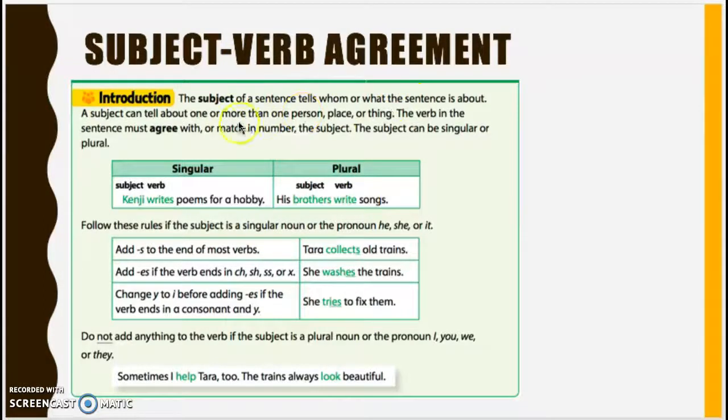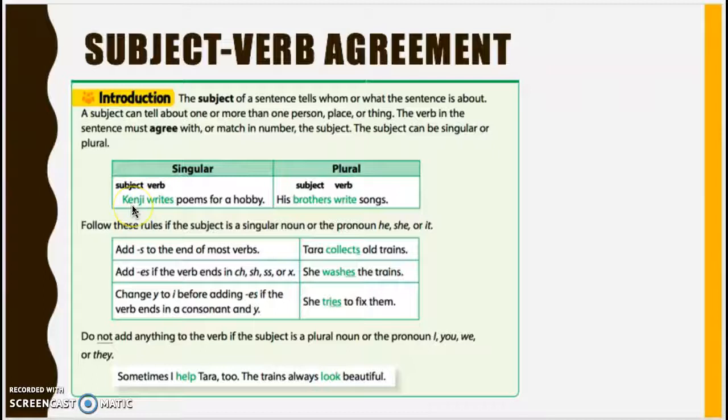Now, the verb in the sentence must agree or match the number of the subject. So the subject can be singular or it can be plural, but what's most important is that your verb matches, okay? So let's look at some example sentences. Let's look at how we can make sure our subject and verb agree, and then we're going to do some practice on your own, okay?